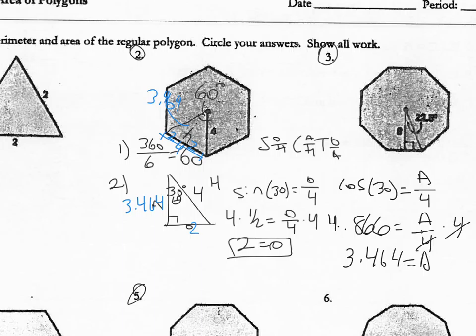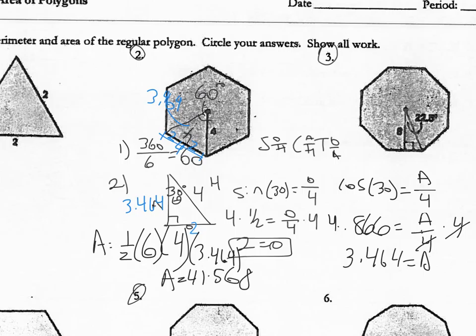And now I'll just plug it in the formula. Area equals 1/2 the number of sides, which is 6, the side length, which we calculated is 4, and the apothem, which is 3.464. Multiply that all together, which is 41.568 units squared. Okay, try it out, guys. Good luck. You got to do 3 and 5.